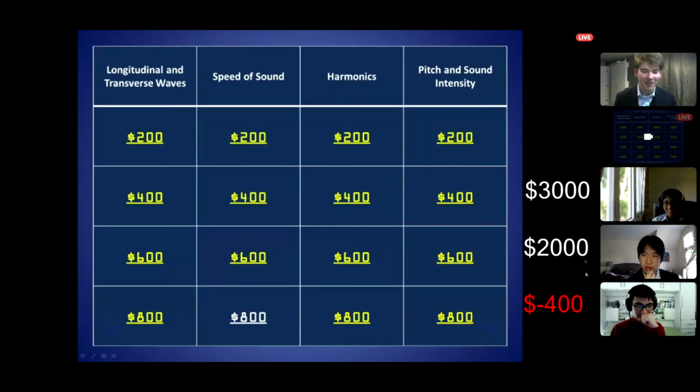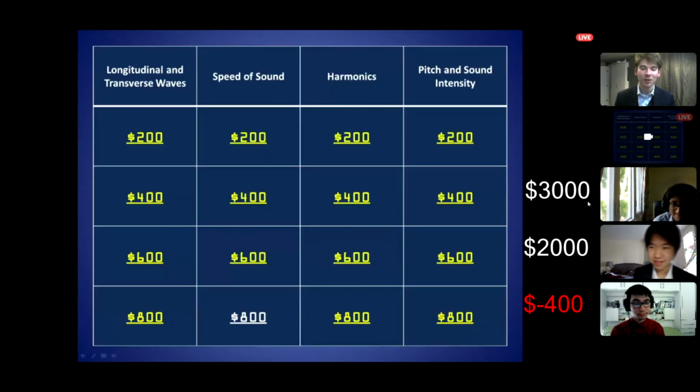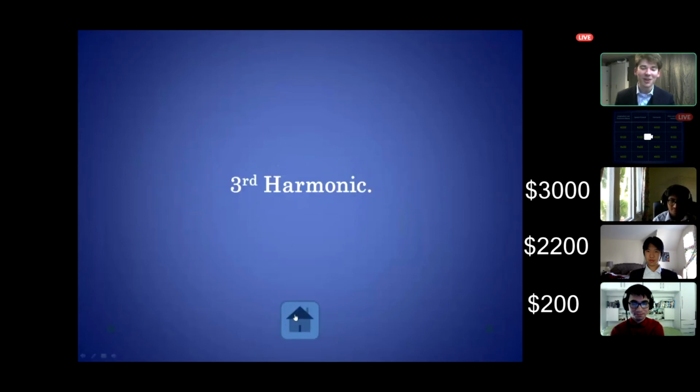Such an easy question. Bowen. I'll take, I think, speed of sound, $200. Speed of sound, $200. The speed of sound in air is dependent on what variable? Temperature. Duh. Temperature. Good. And John, final answer, final question. What is it? Harmonic 600 is left, I believe. Yep. And which has the longer wavelength, the third harmonic or the seventh harmonic? Longer. That would be the third harmonic. The third harmonic, that is correct.